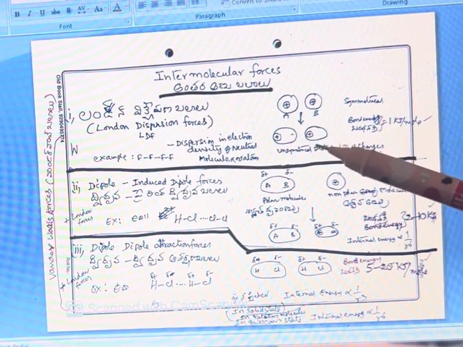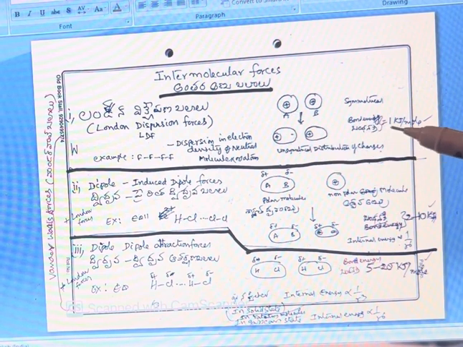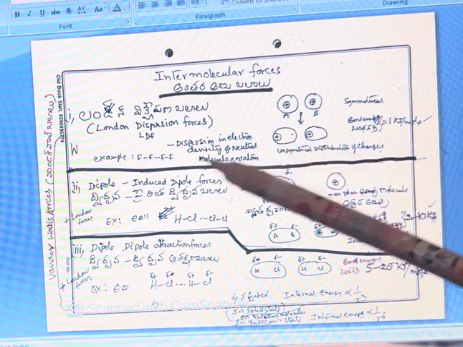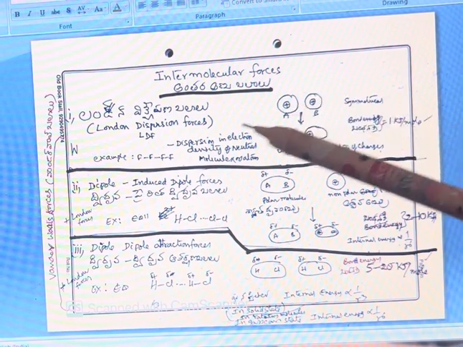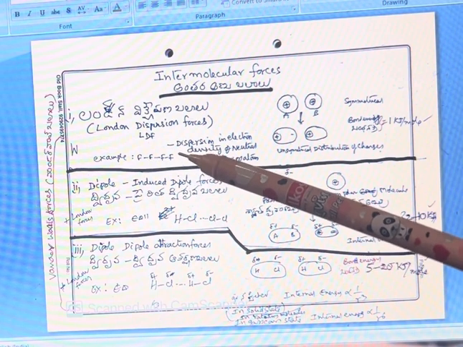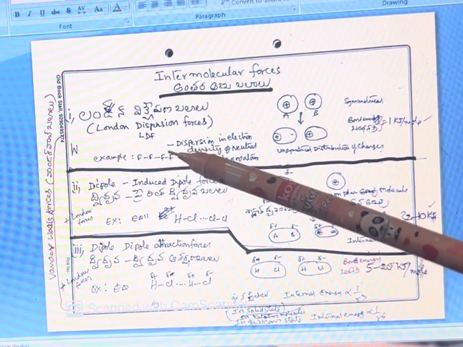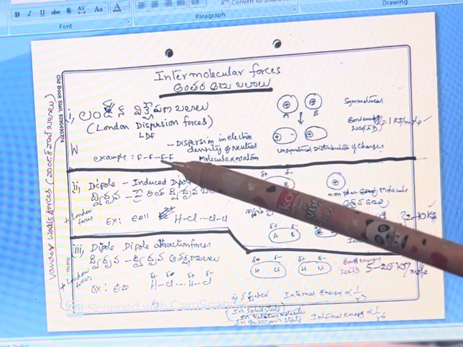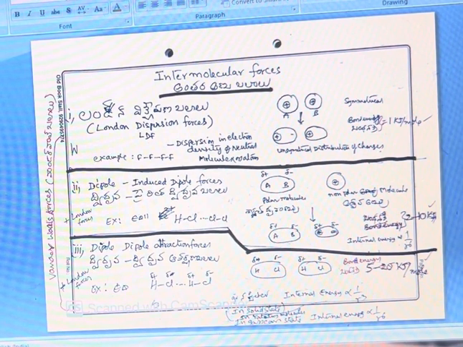It is the weakest intermolecular force. Its bond energy is 1 kilojoule per mole. A good example is the fluorine molecule, F2. It is a neutral molecule. The influence of one molecule disperses the other, and similarly the other disperses this one. So, there will be some positive and negative charges that cause some attraction. That attraction is known as London dispersive forces, LDF.